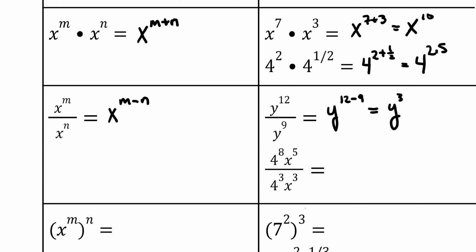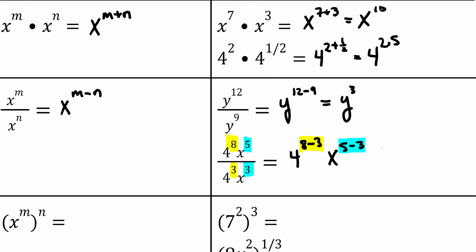Over here, I've got a couple different things going on here, because I've got 4 to the 8 minus 3. This 8 and that 3. And then I've got x to the 5 minus 3. And that comes from those two, because those are the like bases, x, and then 4 and 4. And so those are what we would subtract. You want to simplify that. You don't want to leave your answer like that.